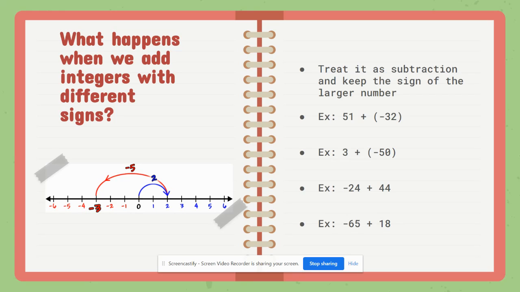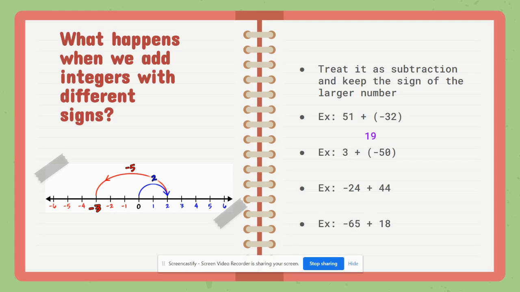Now, what happens when we add integers with different signs? So we'll have one positive integer and one negative integer. Well, you're going to treat it as subtraction, and you keep the sign of the larger number. In our first example, we have 51 plus negative 32. Well, we can really just treat that as 51 minus 32. And because 51 is bigger, we know our answer is going to be positive. So 51 minus 32 is 19.